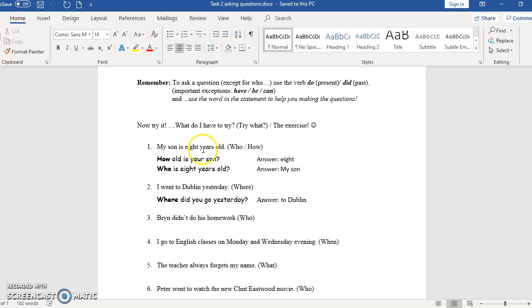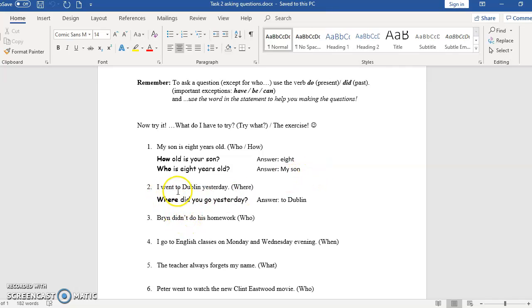So here, my son is 8 years old. I want you to ask a question with the question word who and the question word how. So, how old is your son? The answer is 8, or he's 8 years old. Who is 8 years old? My son.